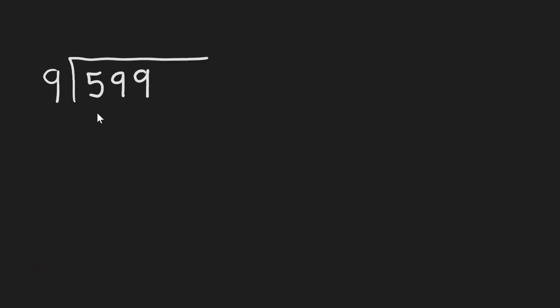So this is a long division problem. To figure out the remainder, we have to take 599 and divide it by 9. So let's do that. 9 does not go into 5, but it does go into 59.